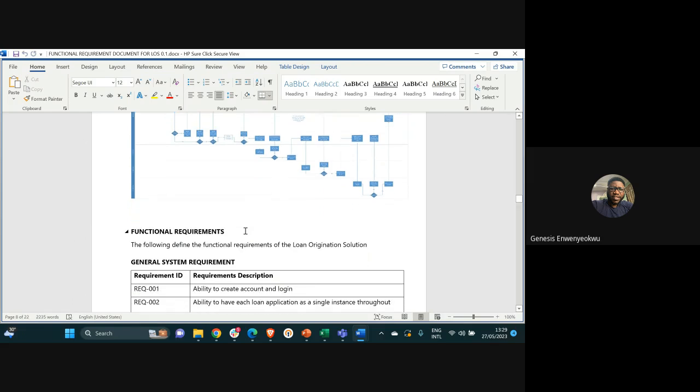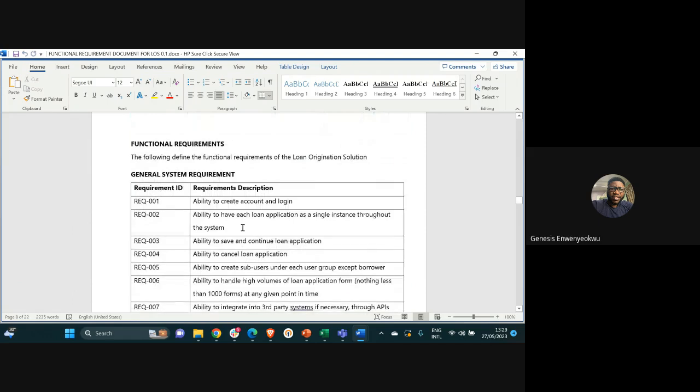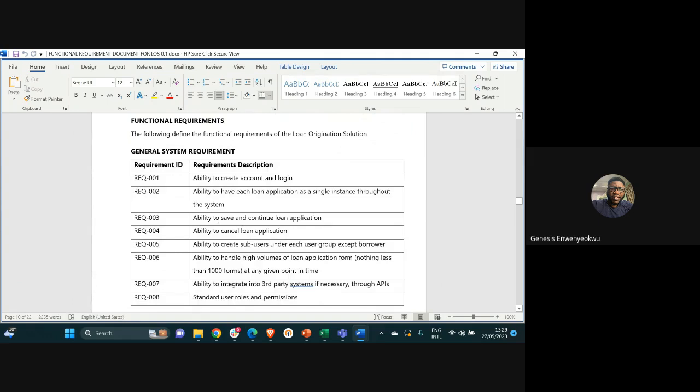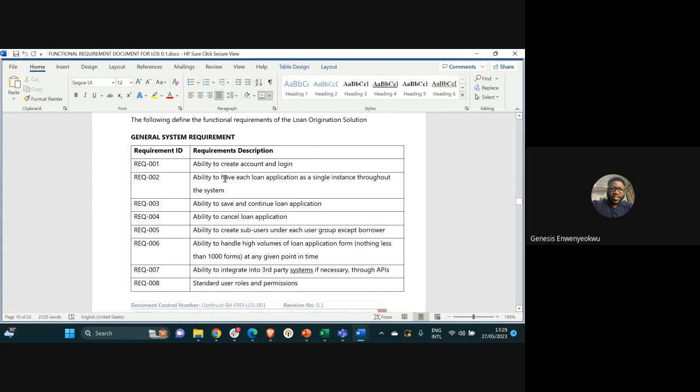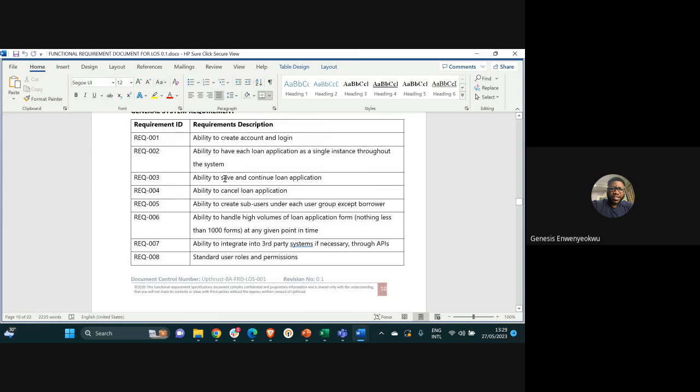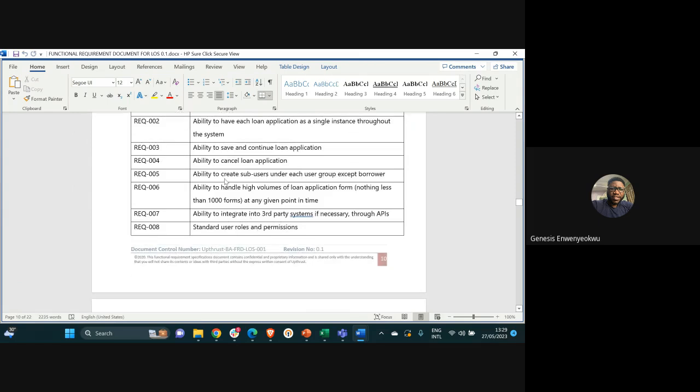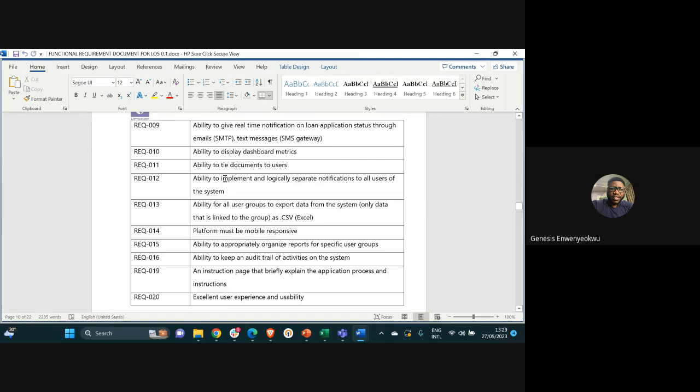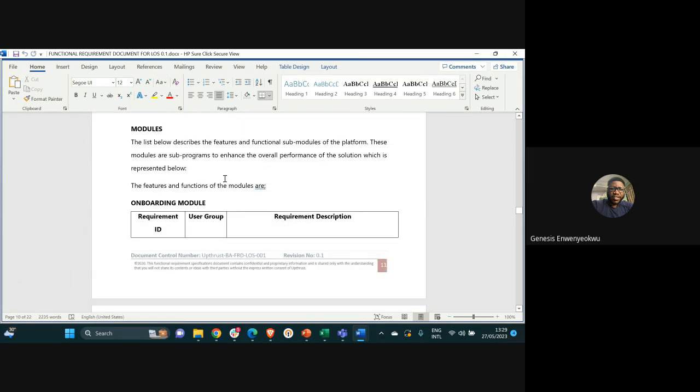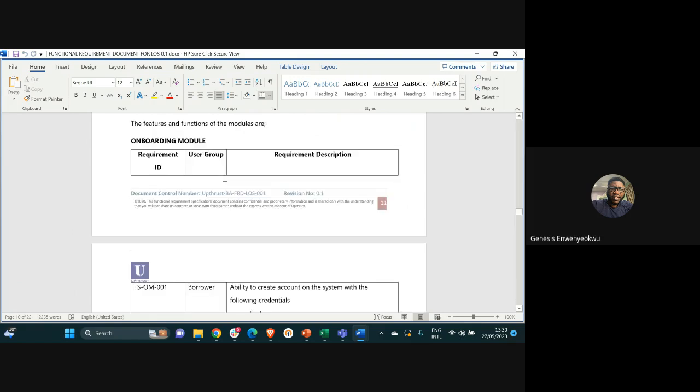And then you go into your functional requirements, where you begin to state each of the functional requirements for the general system, and also ensure you assign a requirement ID to them. So this is REQ 001, what it is, REQ 002. For these, you're not prioritizing at this stage, because you've already done your prioritization in your BRD. Then you talk about each of the modules that are going to be implemented, and you give their specific requirements.